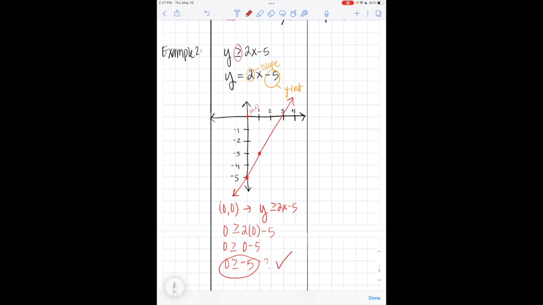That means that we're going to shade wherever the point 0, 0 belongs to. So that's right here. So I'm going to shade all this side because that means it does include the 0, 0. And we're done.